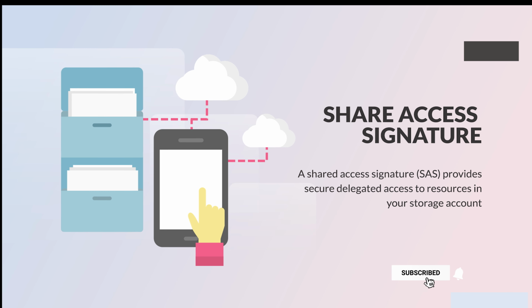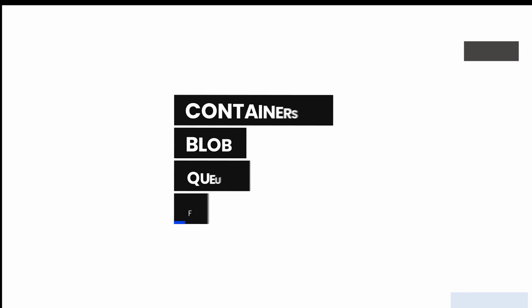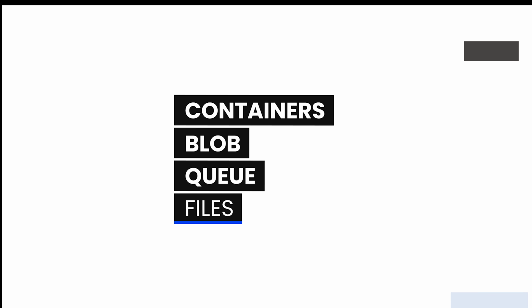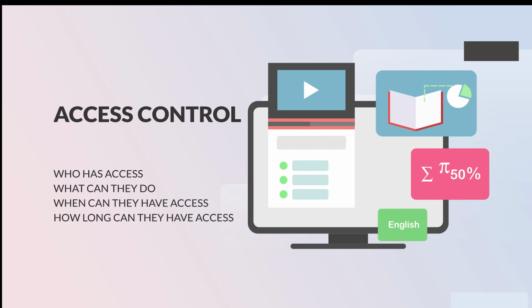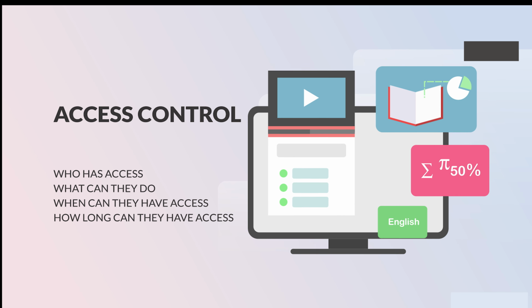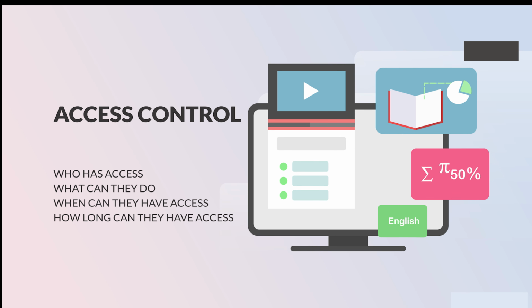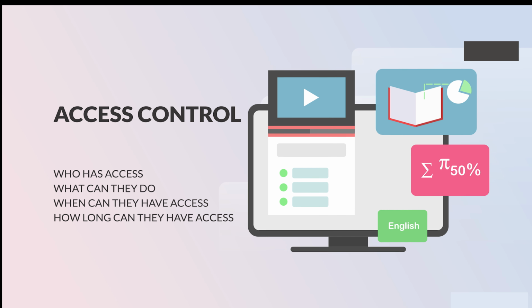A shared access signature is a URI that grants restricted access rights to Azure storage resources. It allows you to grant limited permission to containers, blobs, tables, queues, and file shares without exposing your account key. The cool thing is, with SAS, you can control who can have access, what they can do, when they can do it, and how long they have the access for. This makes it perfect for a scenario where you want temporary access without sharing your master credentials.